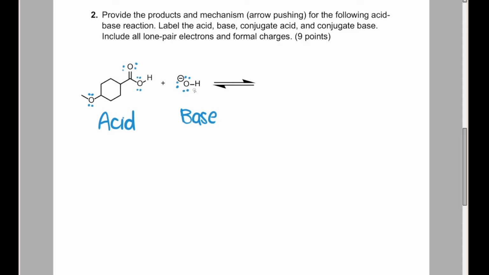And now we can draw the mechanism and draw the results, the conjugate acid and conjugate base. If you remember, bases attack or grab the hydrogen atom from the acid, so this negative charge is going to be attracted to the quote-unquote proton, or the H atom on the acid. So this oxygen atom is going to grab the hydrogen, and then this bond over here is going to move over to the oxygen atom and become a lone pair. So let's draw the results.